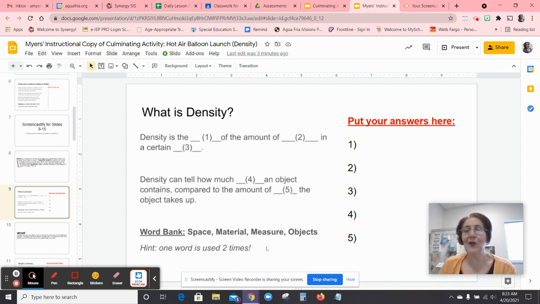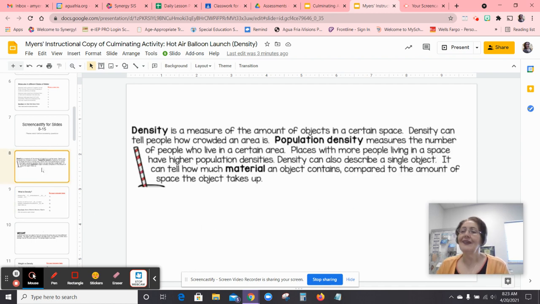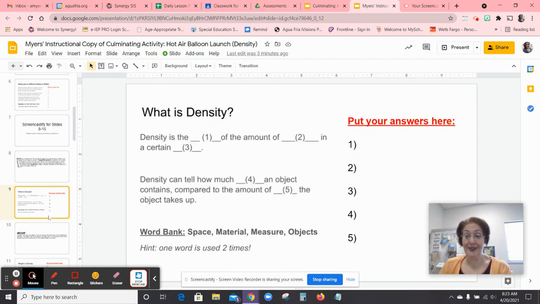So you can figure out which word is going to be used twice. Well, I bet you can do that. So good luck with answering these questions. Remember, you can always go back and reread it, as well as listen to me read it to you again. Let's move on to the next slide.